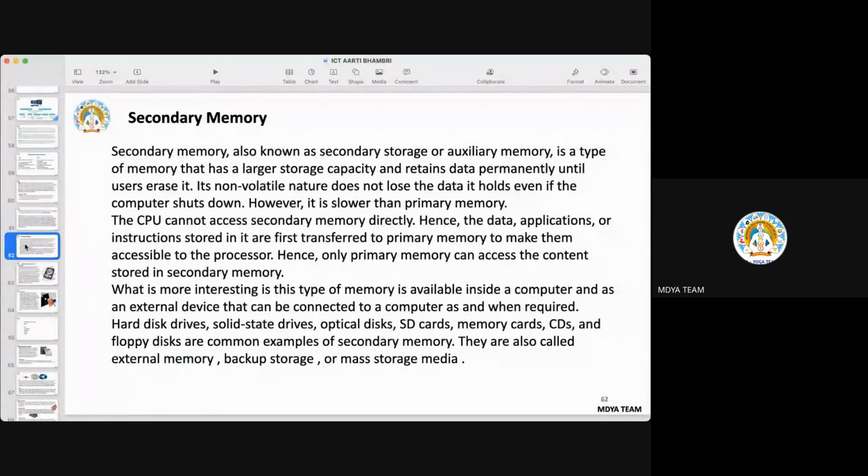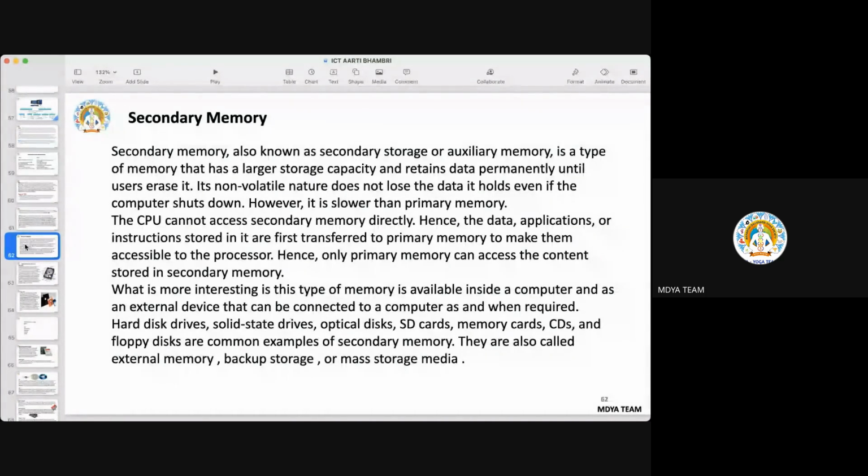But the speed is less. Speed is very, very less as compared to primary memory. So primary memories are faster memories, secondary memories are slower memories. And the CPU cannot access secondary memory directly. All right, this is one of the main things.